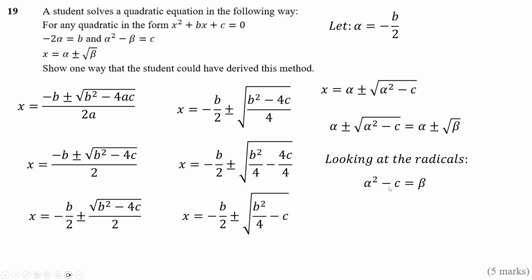Bring beta to this side, bring c to that side, you have alpha squared minus beta equals c. We said that alpha equals minus b over 2, so how do we get this? Really simple, you just multiply by minus 2 on both sides to get b equals minus 2 alpha, and that's your answer.